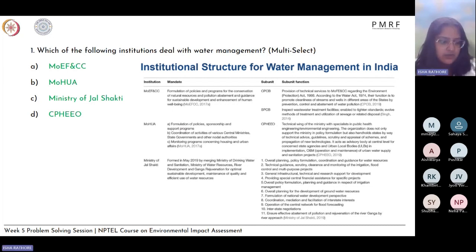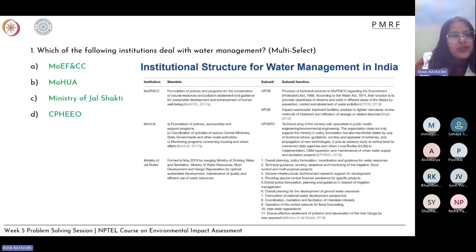arisen. So you need to also read about and remember which agencies deal with what environmental parameter, especially from the Indian perspective, Indian agencies and organizations, which institutions play a role in what activity or what environmental parameter. So A, B, C, and D, all four are the correct answers.